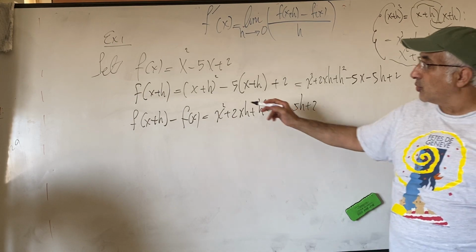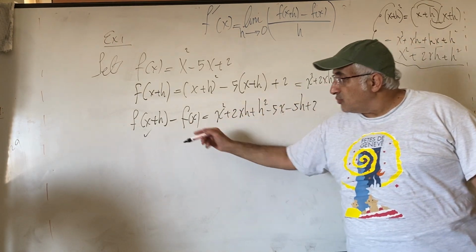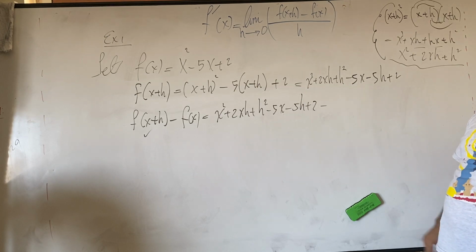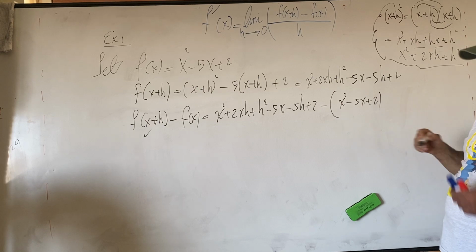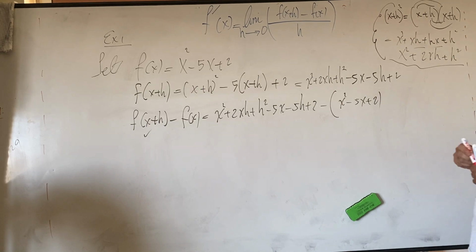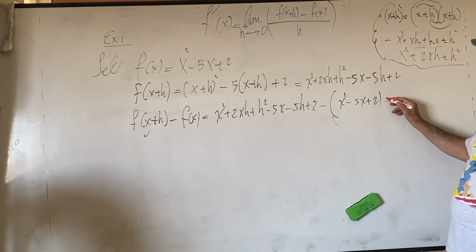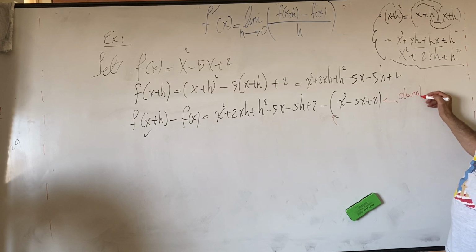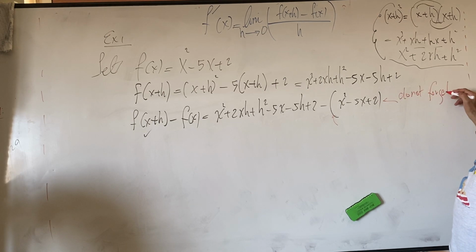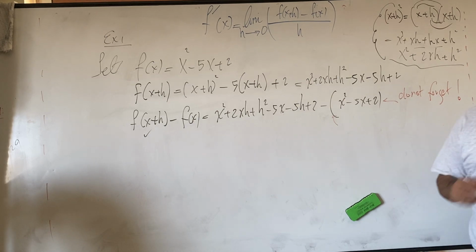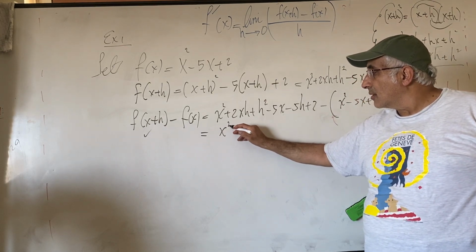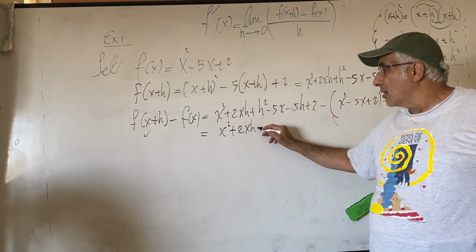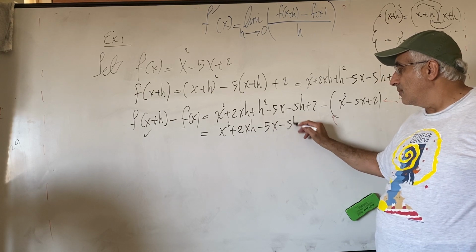I've done the first one, this one. Minus what? Minus the original function. What's the original function? x squared minus 5x plus 2. Many people will forget this bracket. So do not forget it. If you forget, you will have everything wrong at the end. If you expand the bracket, what happens? This will stay the same. Nothing will cancel out so far.